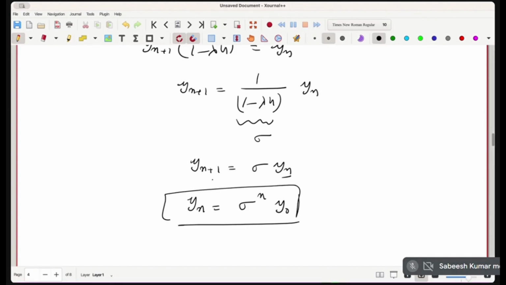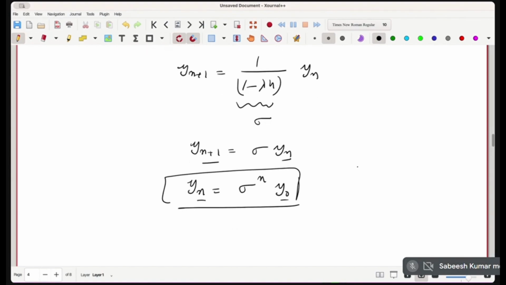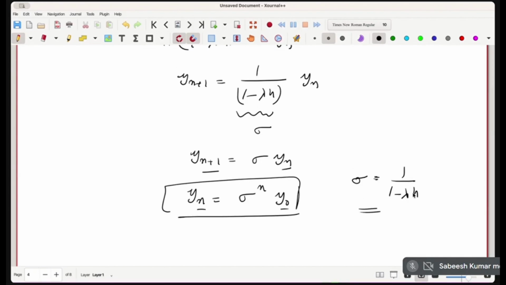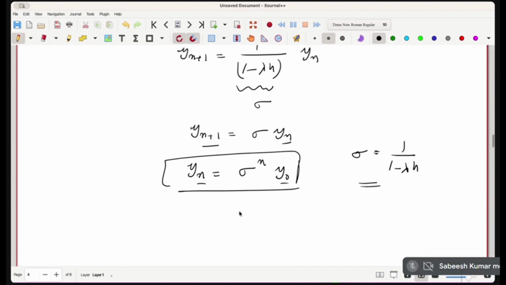Okay, so this is exactly the same. Instead of going from n to n plus 1, if I have to go from 0 to n, then this factor will get multiplied, right? Because y1 is in terms of y0, y2 will get one more factor multiplied, and so on. That means my sigma equals 1 by 1 minus lambda h. Okay, so this is the value I have. Now again, what we said was for stability, right?